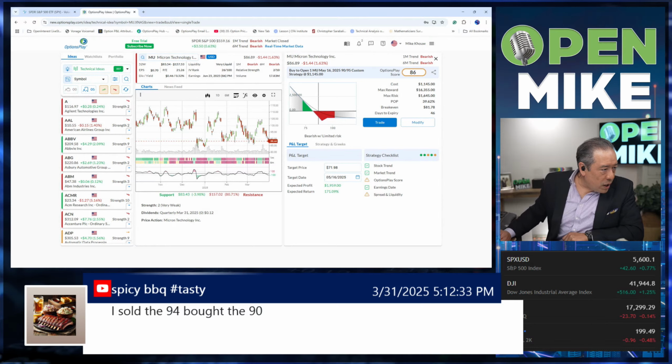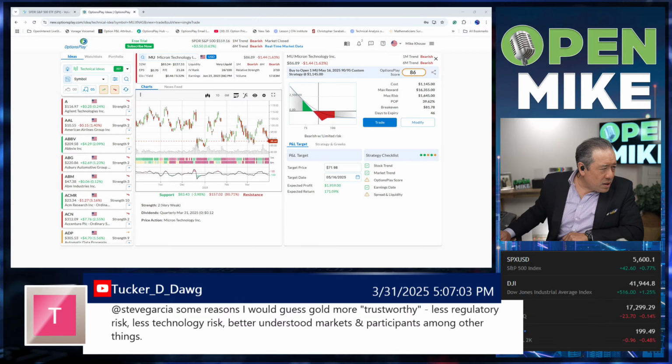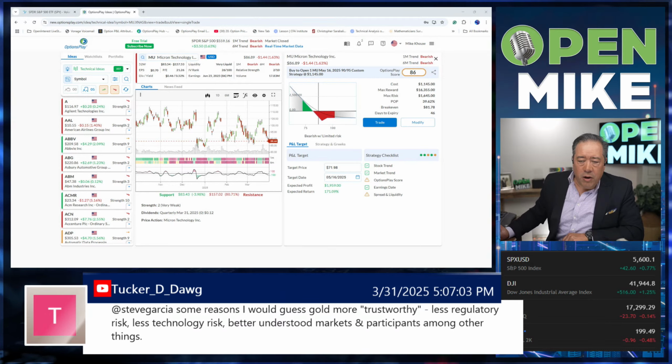Okay, let me see. I'm going to quickly scan through here. Some reasons I would guess gold is more trustworthy: less regulatory risk, less technology risk, better understood markets and participants, among other things. It's a more mature market. The other thing about gold is that there's just been massive bank buying. We've been hearing all of this. Physical gold is changing hands. Banks are moving gold around.